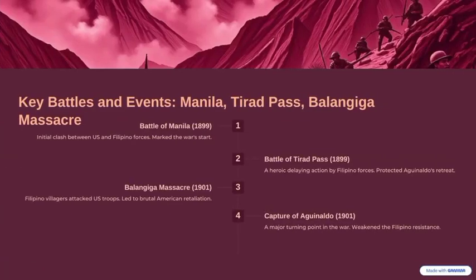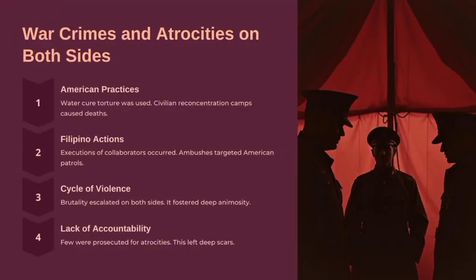Aguinaldo's retreat. The Balangiga Massacre, 1901: Filipino villagers attacked U.S. troops, which led to brutal American retaliation. The capture of Aguinaldo, 1901, was a major turning point in the war. It weakened the Filipino resistance.